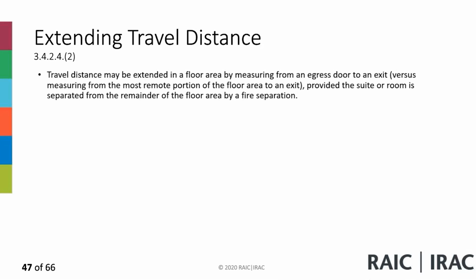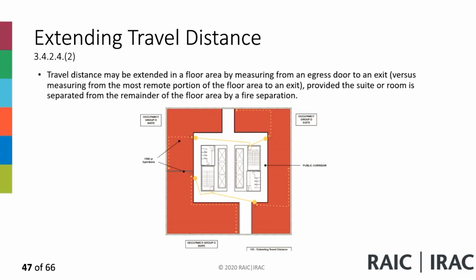In 3.4.2.5.(1)(d). So the travel distance may be extended in a floor area by measuring from an egress door to an exit versus measuring from the most remote portion of the floor area, provided the suite or room is separated from the remainder of the floor area by a fire separation. So 3.4.2.4(2) allows you to measure the travel distance from the egress door and not from the furthest point. This allowance is permitted if that area is separated by a fire separation, and you see that if you're in a condo building, you know that your unit is separated, your travel distance is measured from the door to an exit.